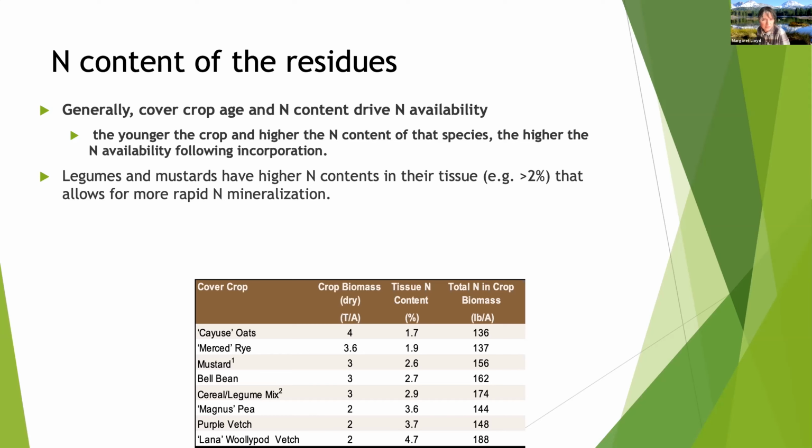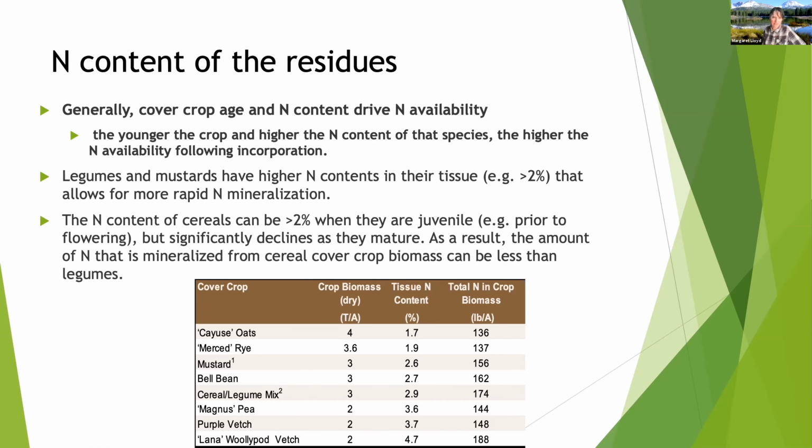In general, the legumes and mustards have that higher N content in their tissues, more than 2%, and that's what will allow for this rapid mineralization. Now, cereals can have higher N content, but that's going to be earlier in their growth period when it will be more than 2%. So that's when they're juvenile, and they will have less biomass. So that's the trade-off.